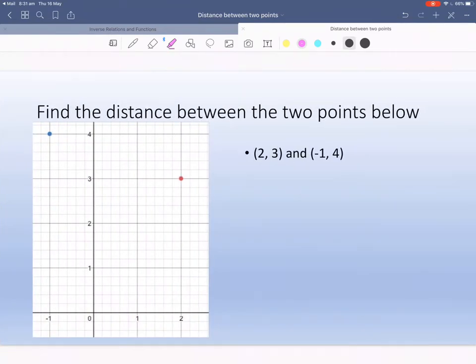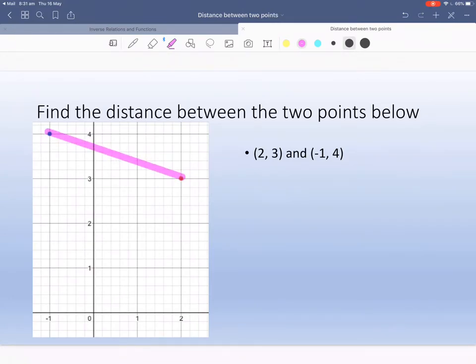All right, so here we have 2 points on the graph. So we have the point 2, 3. So we go x value is 2. The y value is 3, okay? And our second is negative 1, 4, so we go x, negative 1, and 4 is there. So we've got our 2 points on the graph already. And we want to find the distance between these 2 points here, okay?